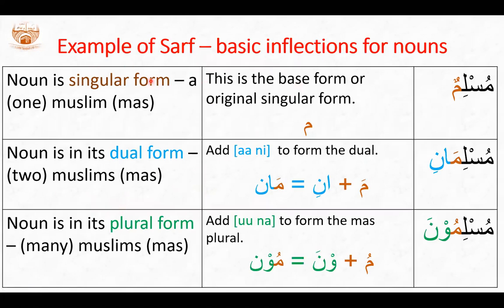Let's look at some of the examples of sarf, right? We have these three words here: Muslimun, Muslimani, Muslimuna. What are these words? This is a singular word. Notice, the noun is singular. In the singular form, it means one Muslim, masculine. What we are seeing here is that the word carries a dhamma, a tanwin dhamma.